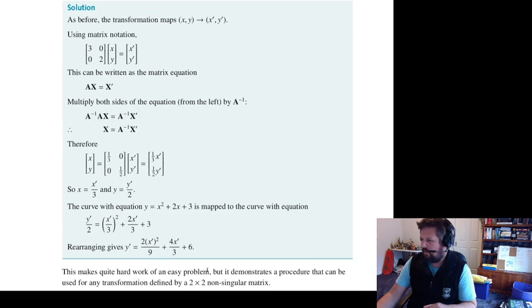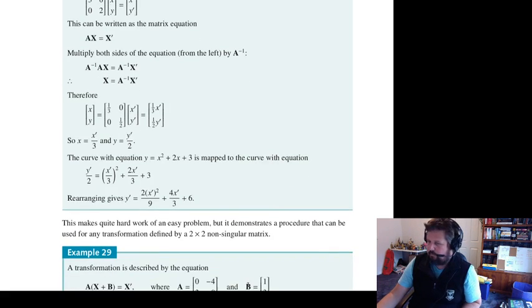It does make a note here, it says this makes quite hard work of an easy problem. Yep, you could have done a lot easier, but it demonstrates that a procedure can be used to use transformations to find by a 2x2 non-singular matrix. Alrighty, last one I want to go through.